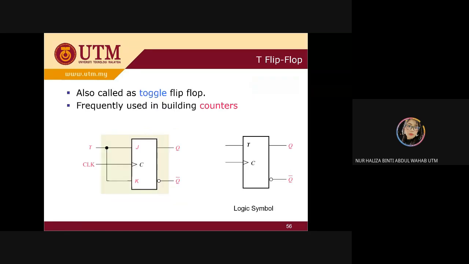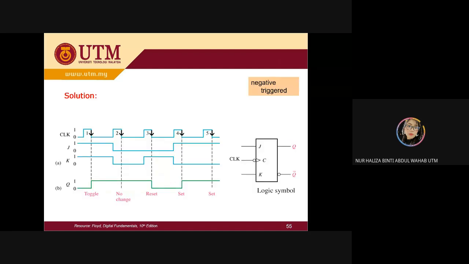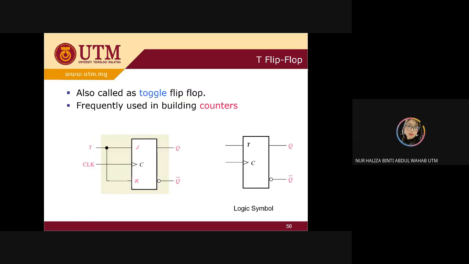But the key is you need to remember the table. Now we have another one, which is our T flip-flop. What is a T flip-flop? T flip-flop is like a toggle. When you have T equal to 0, no change. If T equal to 1, it's going to toggle.